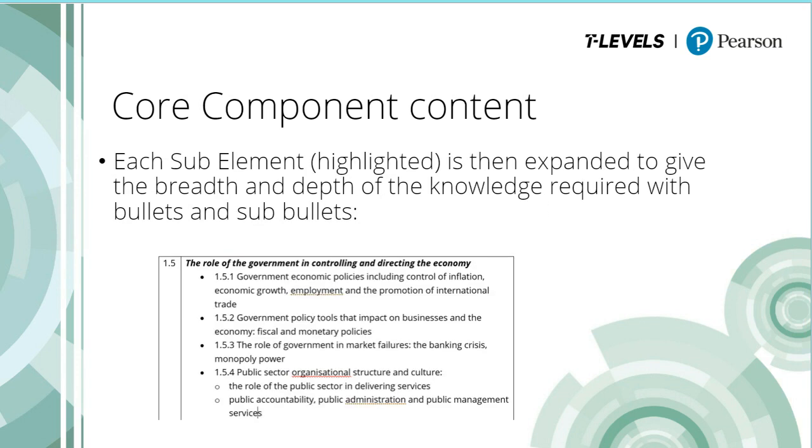Okay, so each sub-element highlighted is then expanded to give the breadth and depth of the knowledge required, with bullets and subtitles. We have the overall element, which is the heading, then the sub-elements, which are the topics that need to be taught, and within the sub-element we have information on the depth and breadth that needs to be covered. For example, on the slide, we have sub-element 1.5, the role of government in controlling and directing the economy. It's expanded further and divided into bullet points 1.5.1, 1.5.2, 1.5.3, and so on, and that gives us more information on what we need to include.